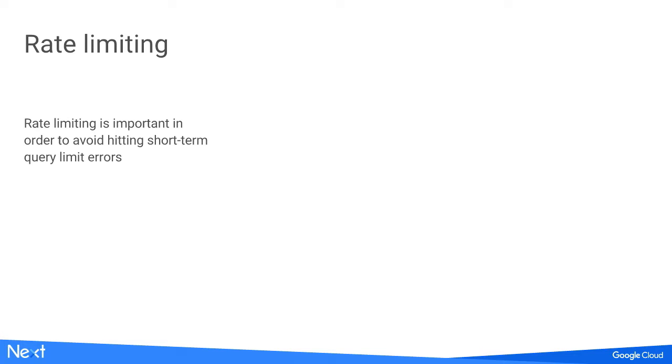Rate limiting. This is something that comes up all the time. Rate limiting in general is a principle that is existing in a lot of different APIs. It's essentially just limiting the number of requests that you can make in a certain amount of time to each API. For the Google Maps APIs, in general, that's queries per second.